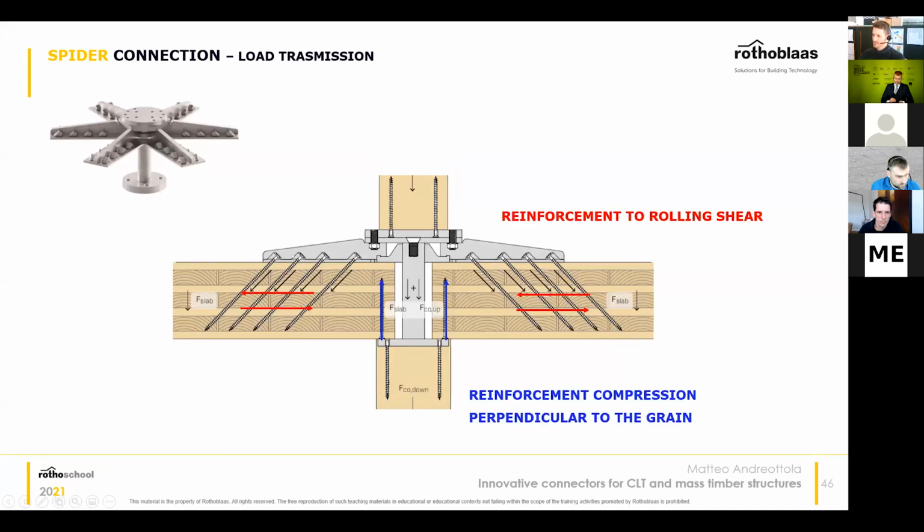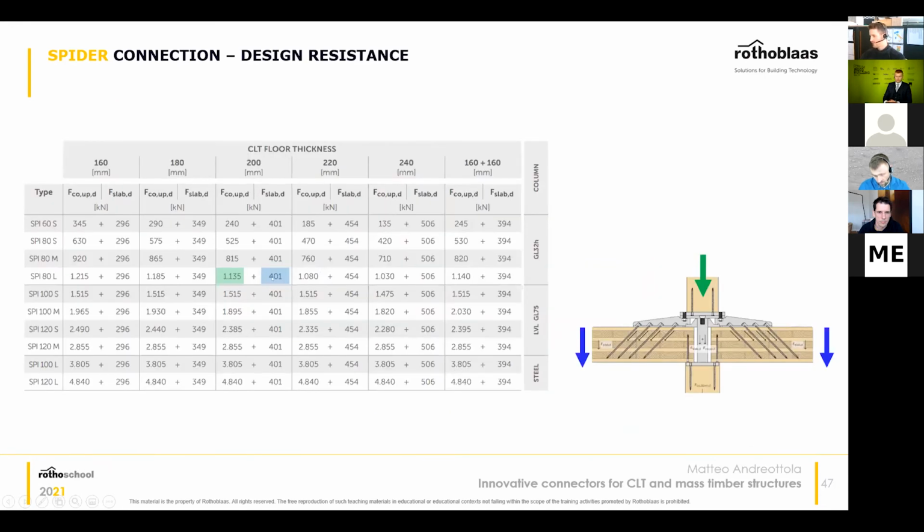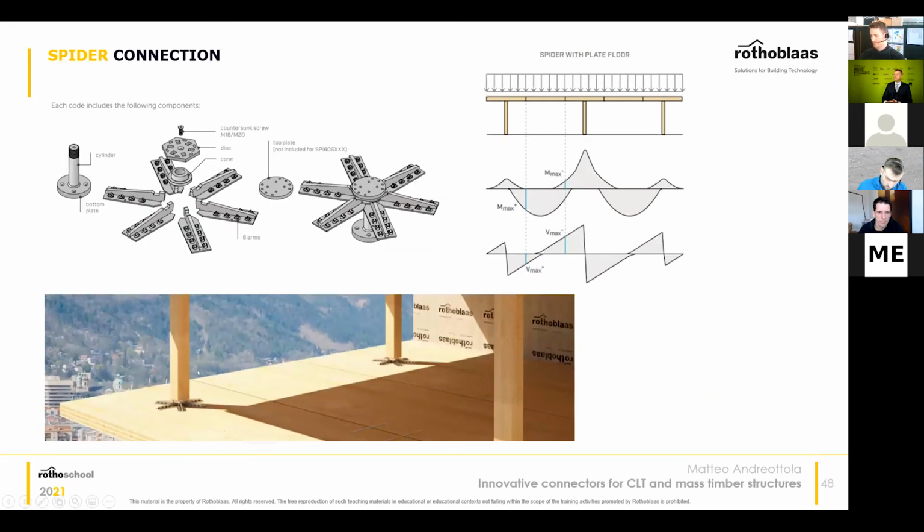And what's the use? There's another use for these inclined screws. When you have punch and shear in a timber connection, it basically means that you have rolling shear in the timber. So these inclined screws are also a reinforcement for the rolling shear. Again, all the resistances are already tabled in the technical sheet, so it's very easy to calculate those, and you can have a very nice solution without needing a lot of time.